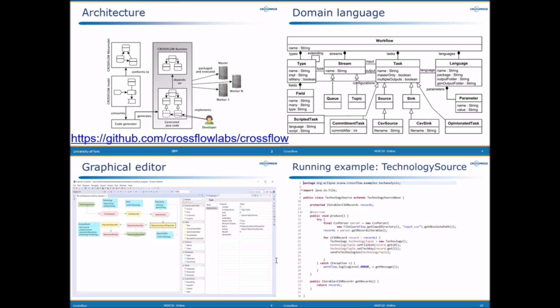Code generation is used to provide the boilerplate code required, allowing the developers to focus on implementing their core analysis logic without having to worry about orchestration or execution code. The source code for this tool can be found at the URL shown here, and the tool is continuing to be developed actively by the partners at the University of York.